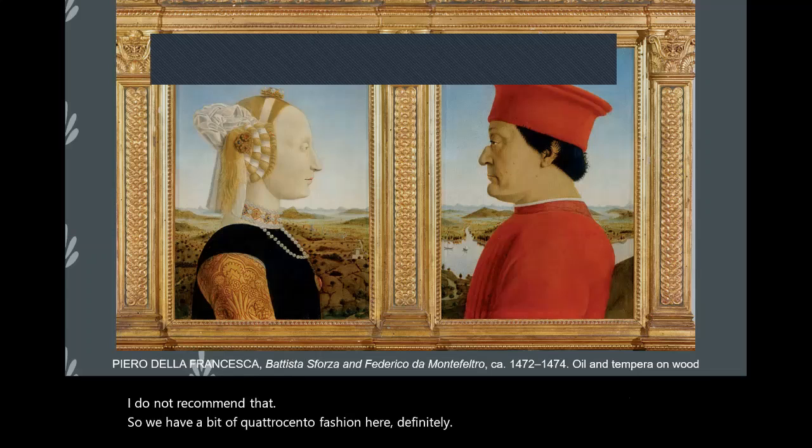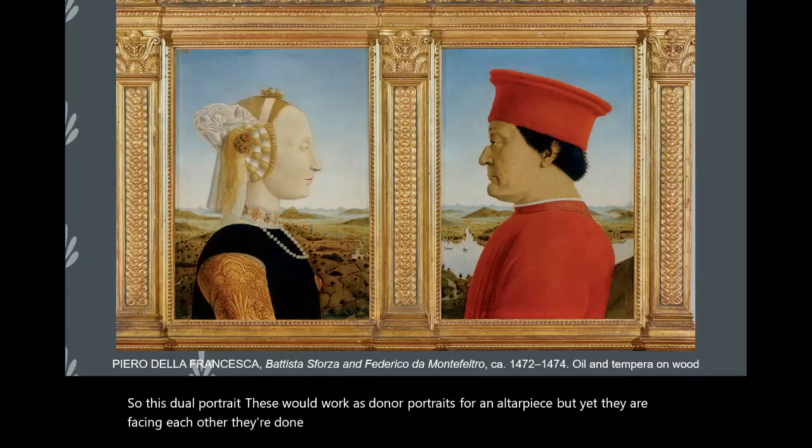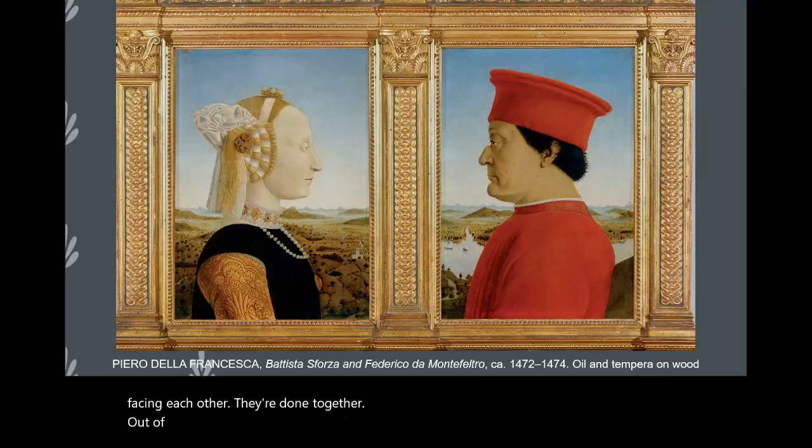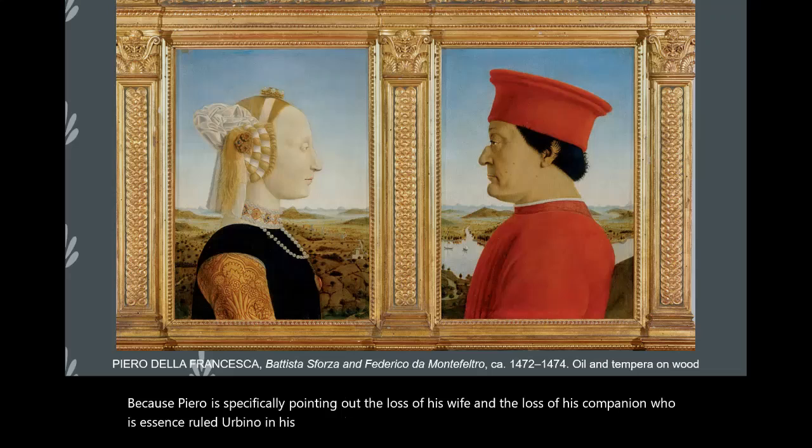And the sweetest part, literally, is commemoration of Federico's wife. So this dual portrait, you know, these would work as donor portraits for an altarpiece, but yet they are facing each other. They are done together and out of sync with the tradition, because Piero is specifically pointing out the loss of his wife and the loss of his companion, who in essence ruled Urbino in his stead. She is not just mother, but also great lady, great leader.